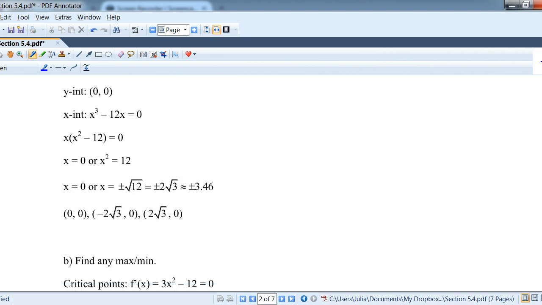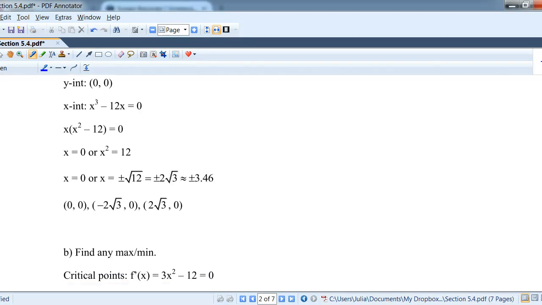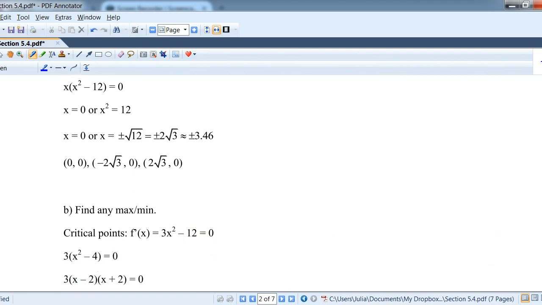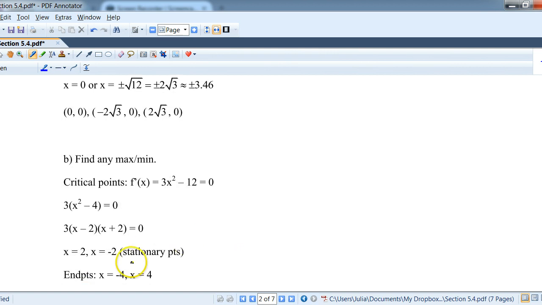Now, how do we find any max or min? Let's find the derivative, which is 3x squared minus 12. To find stationary points, let's set it equal to 0. You can pull out a 3. You'll have x squared minus 4 left, which factors as x minus 2 and x plus 2. So I'm getting two values, x equals 2 and x equals negative 2, which are stationary points.